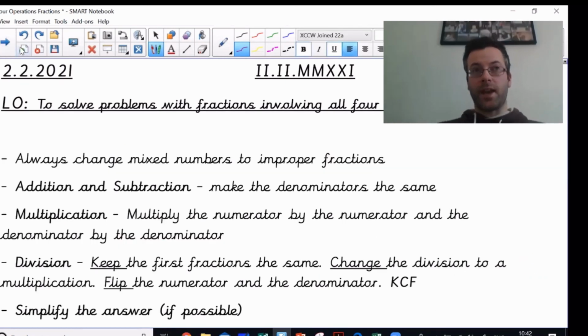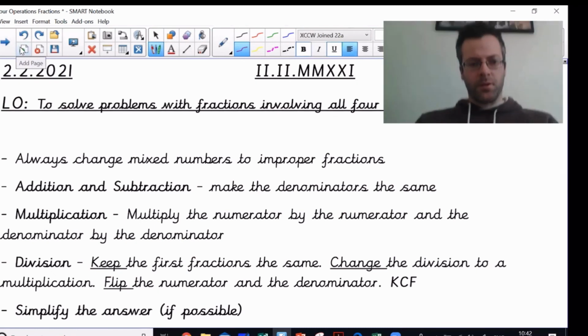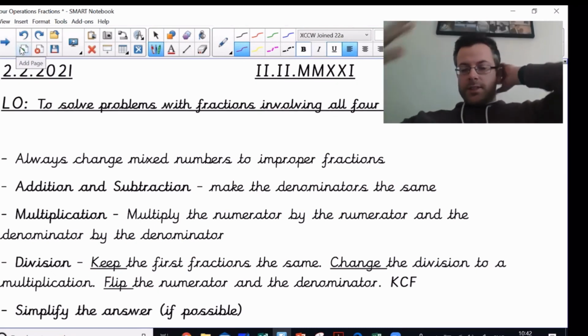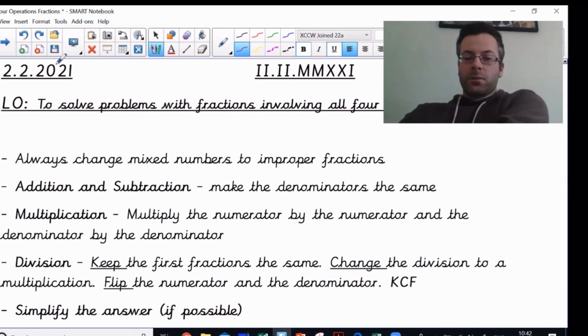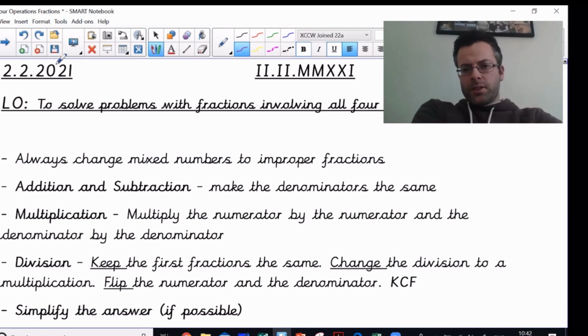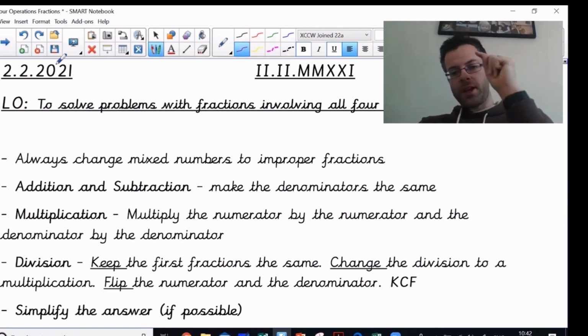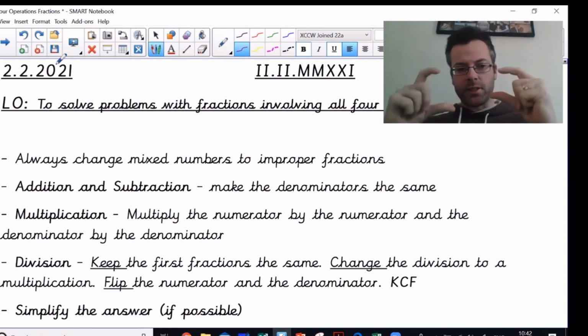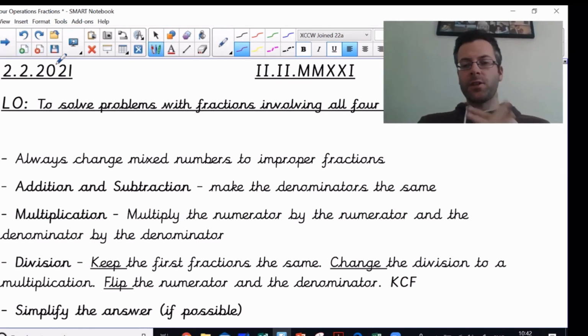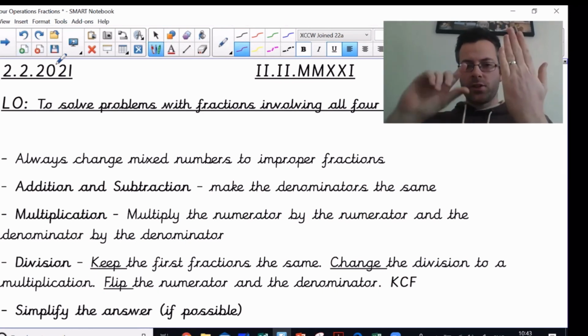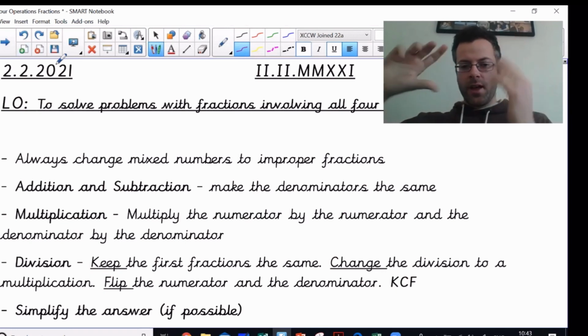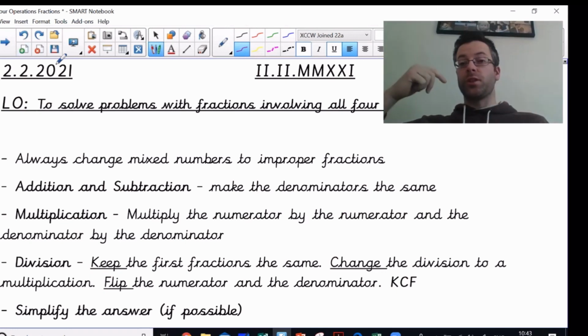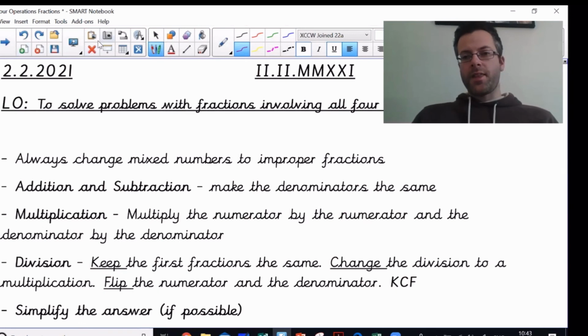Okay, so I'm going to start in a minute because I've been going on for a while. Things to think about. Always change the mixed numbers to improper fractions to solve the problems. Then if you do an addition or subtraction, you need to make the denominators the same. If you're multiplying, you multiply the numerator by the numerator and the denominator by the denominator. If you're doing division, you can keep the first fraction the same, change the division to a multiplication, and then flip the numerator to the denominator. And then if you can, I want you to simplify your answer.